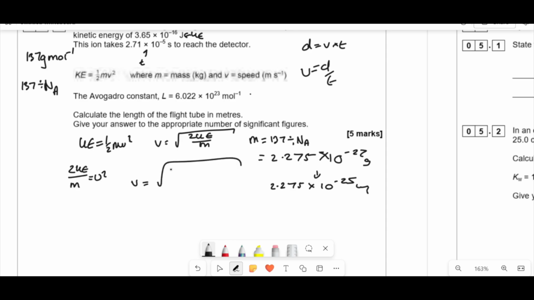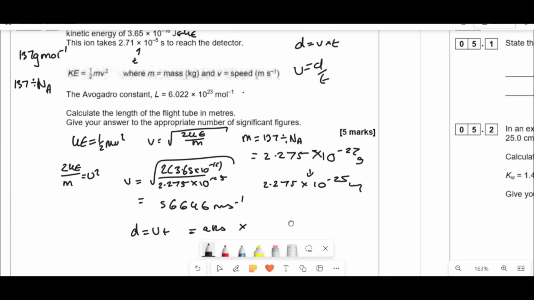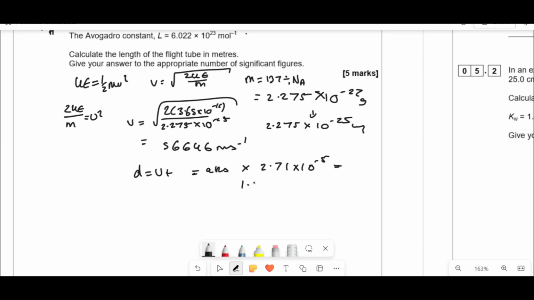Then v equals the square root of 2k over m, so it's going to be 2 times 3.65 times 10 to the minus 16 over its mass, which we just worked out, is 2.275 times 10 to the minus 25. If we do that, we get 56646, right? And that's meters per second. Sorry, we know that distance equals speed times time, which is going to be your answer, times the time it took, which was 2.71 times 10 to the minus 5. If we do that, we get 1.535, which is roughly 1.54 meters.